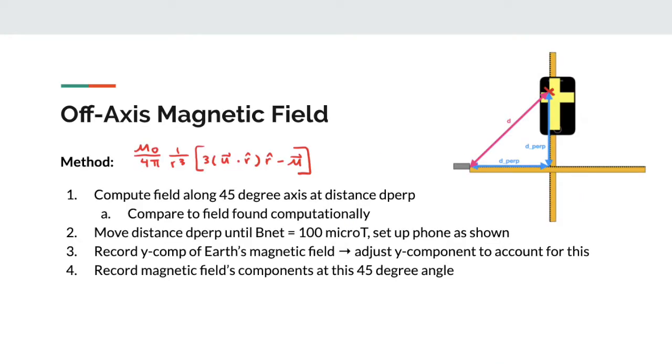Next, we wanted to find the off-axis magnetic field experimentally. So I first moved my phone a distance d-perp until B net would equal 100 microtesla, as shown on the image on the right. I recorded the y component of Earth's magnetic field so that I could adjust the final y component to account for this, and then recorded the magnetic field's components at this 45-degree angle.